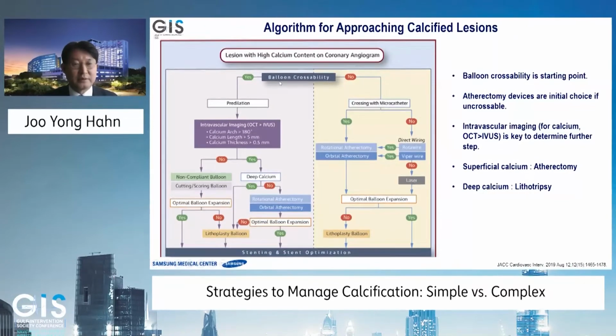In cases of balloon crossability, but inadequate predilation, intravascular imaging can be considered. If calcified lesions are severe and the calcium is located superficially, consider rotational or orbital atherectomy. If calcification is deeply located, consider lithotripsy. If calcification is not severe, consider non-compliant balloon or cutting or scoring balloon. If optimal balloon expansion is not achieved after this balloon technique, consider lithotripsy.